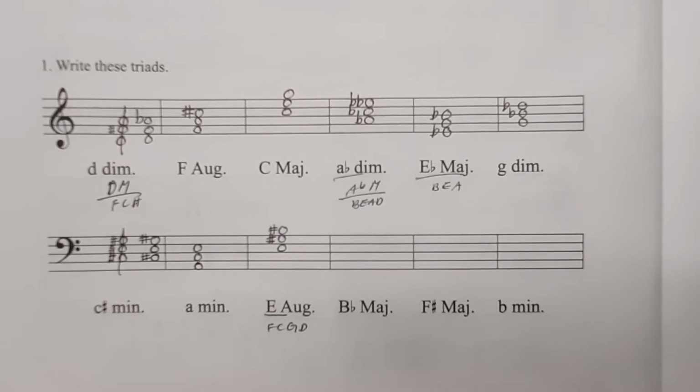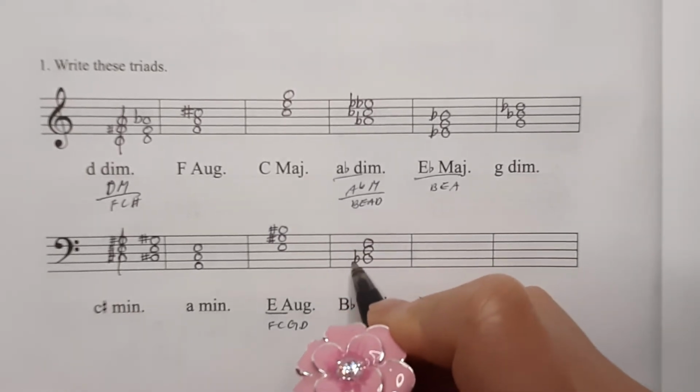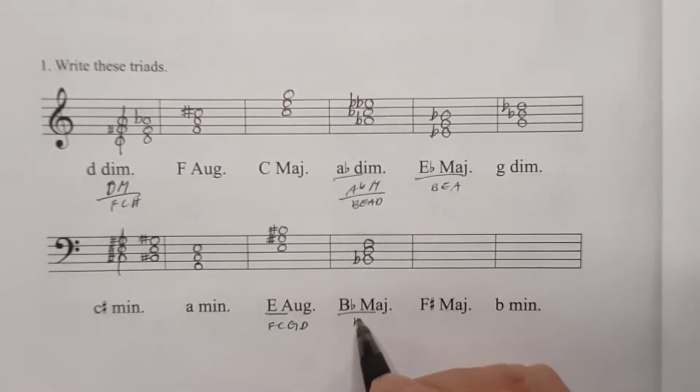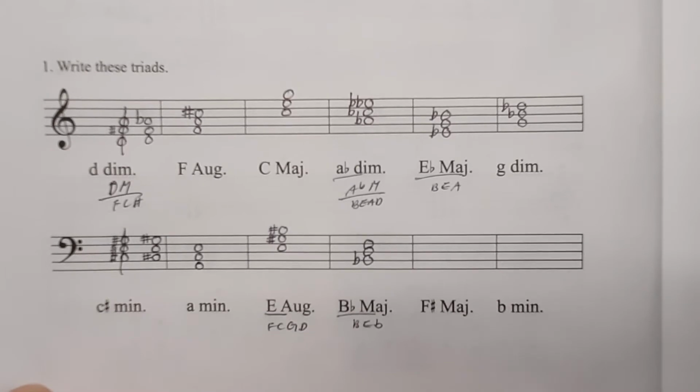Okay, so B sharp. B flat major, we have B, D, and F, and flat the B. Now in the key of B flat major, B flat and E flat, right? You don't need to switch anything. You don't need to draw anything else. That's a B flat major.